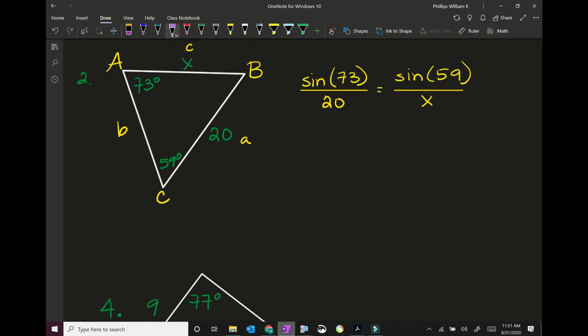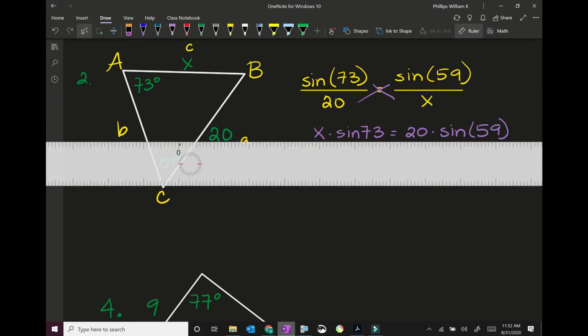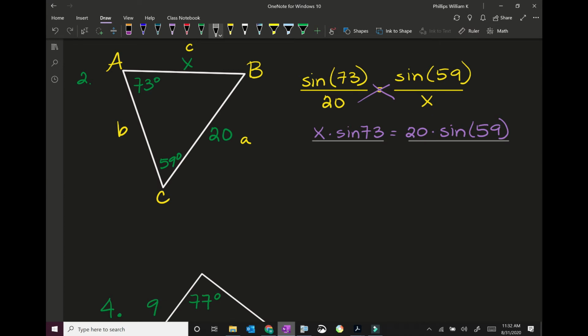So we have the same problem we did before. We're just going to cross multiply and solve like we would any other proportion. So this would be x times sine of 73 equals 20 times sine of 59. So we want to isolate the x. So what I'll do now is I will divide by sine of 73.